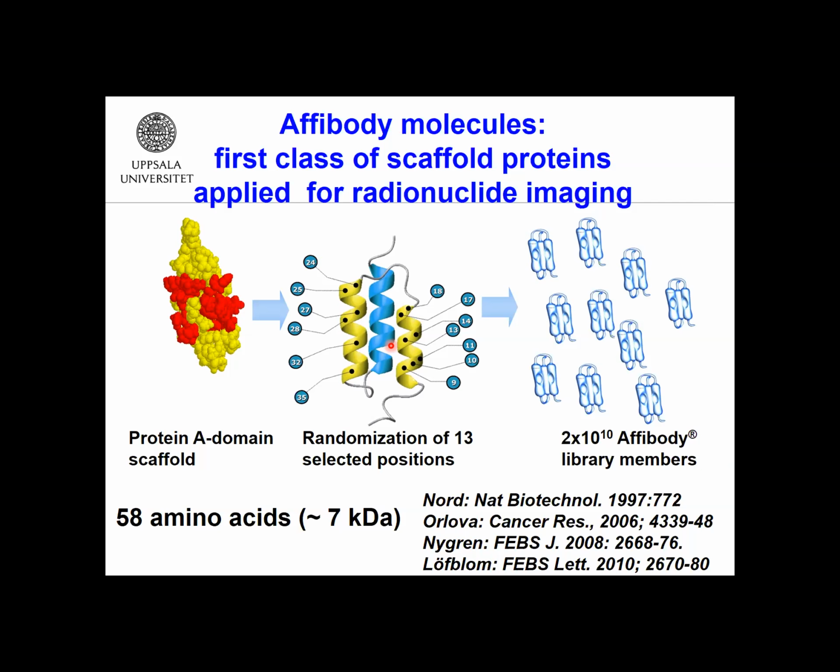enables selection of a variety of different Affibody molecules with different specificity. The size of the library was 20 billion variants, and well, I've seen the data that the whole repertoire of human antibodies contains 100 billion, so it's comparable to the immunoglobulin repertoire of humans.